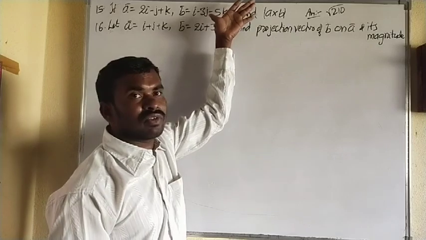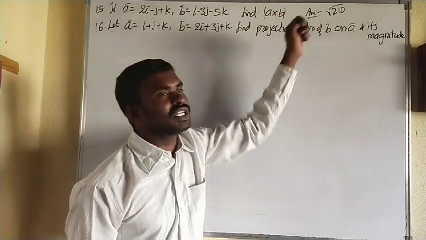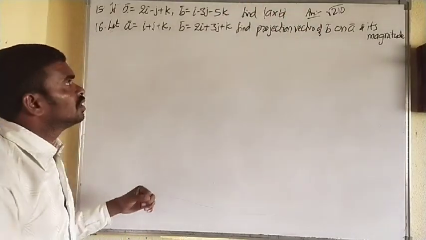Okay, first find a cross b, then find the modulus of a cross b. The answer is root 210. It's a simple question. Okay, next, the 16th one.